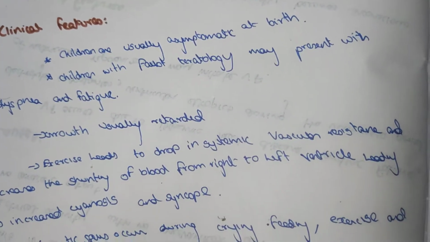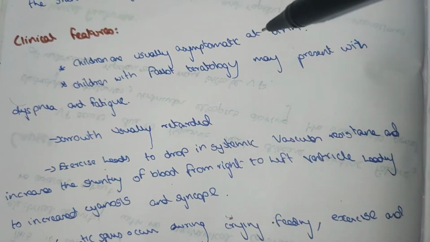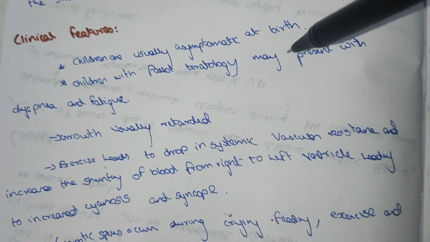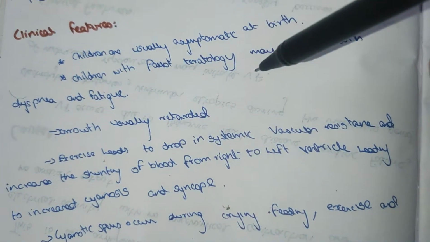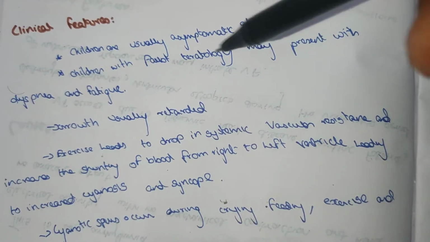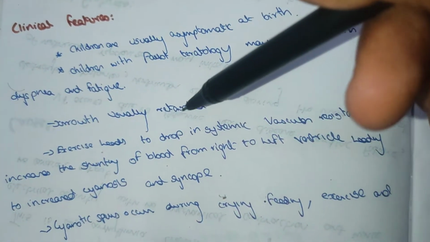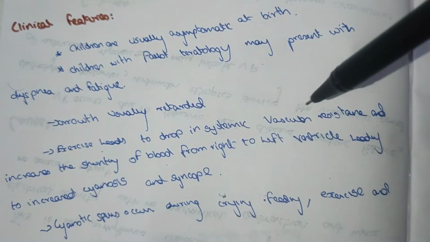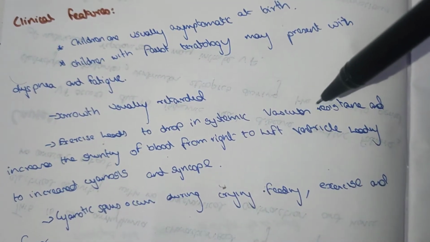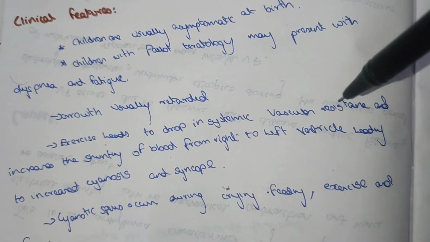The clinical features of tetralogy of Fallot: it usually occurs in children. It is asymptomatic at birth. The children with Fallot's tetralogy may present with dyspnea and fatigue. Growth is usually retarded. Due to exercise, there is an increase in systemic vascular resistance.